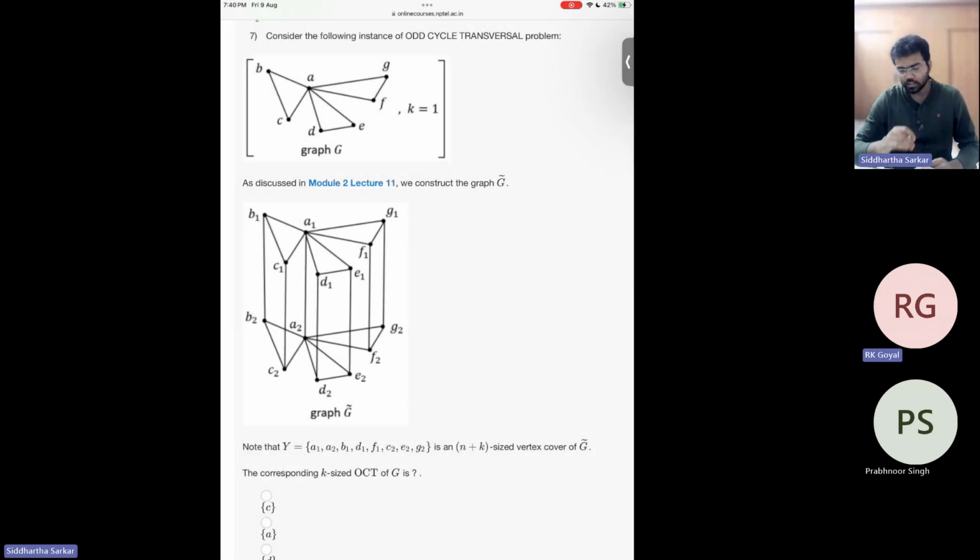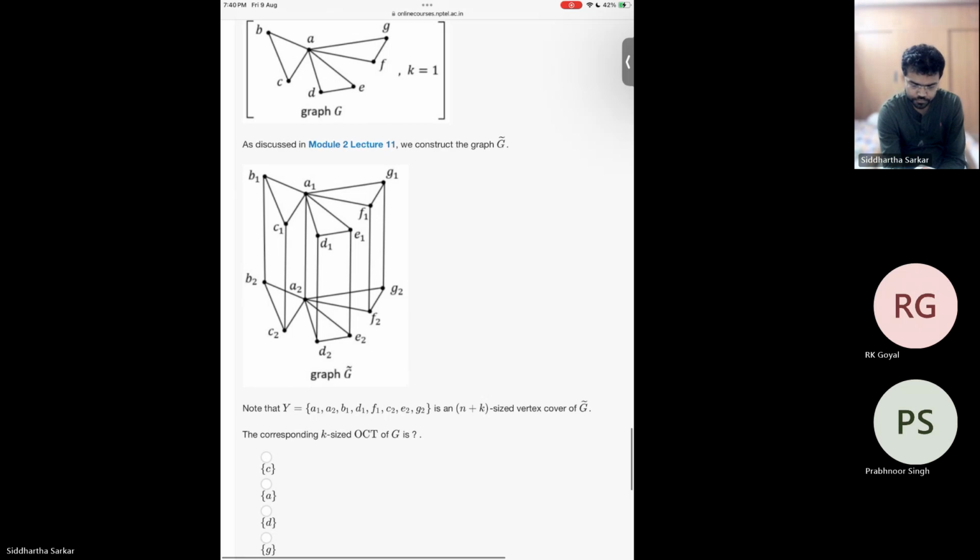So there are 8 vertices here in Y, not 10. N is 7, k is 1, so n plus k is 8. So A1, A2 is there, and then B2 is not there. C1 and C2 both are not here. C2 is there. So then E1 is not there.